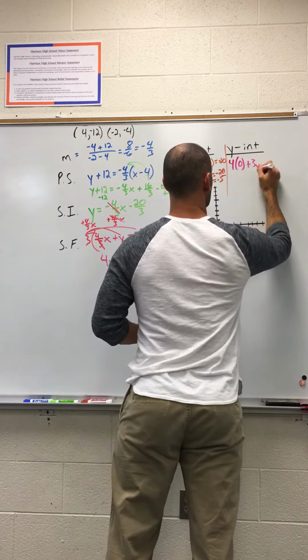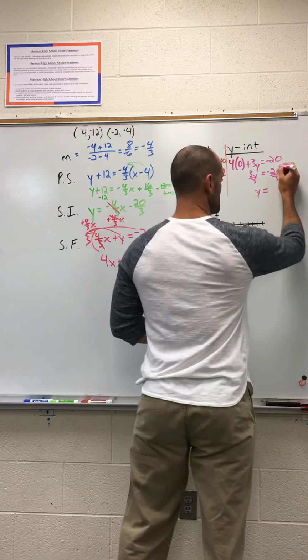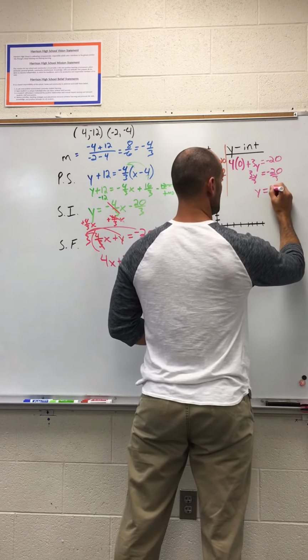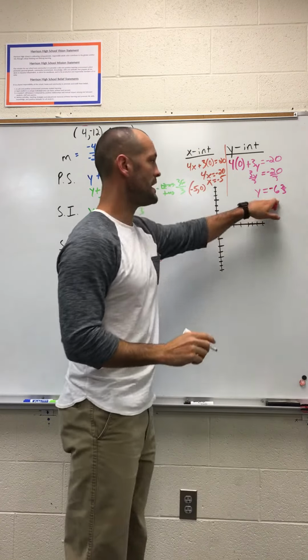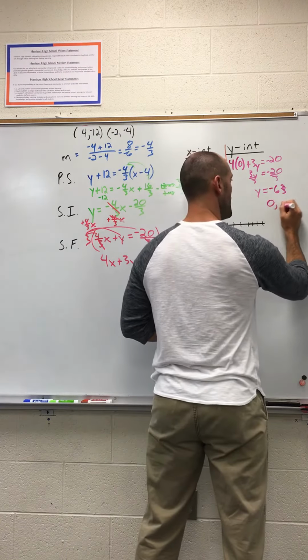Divide by 3. Oh no, we have a fraction. So what? You're fine. Fractions have been around for a long time and they're not going away. Now my advice though, I don't know how to graph negative 20 over 3. Let's make that a mixed number, make life a little easier. 3 goes into 20 6 times with 2 left over. That is my official y-intercept.